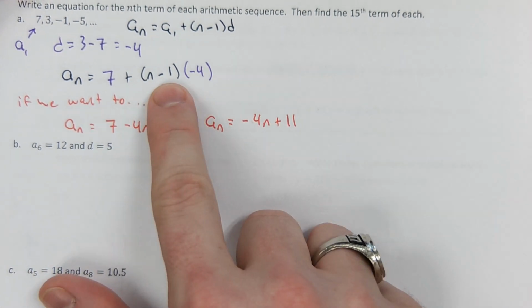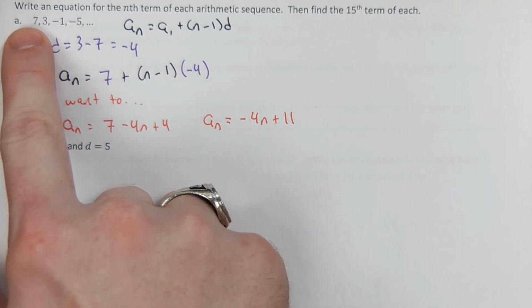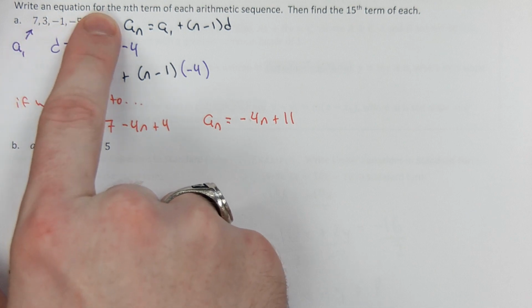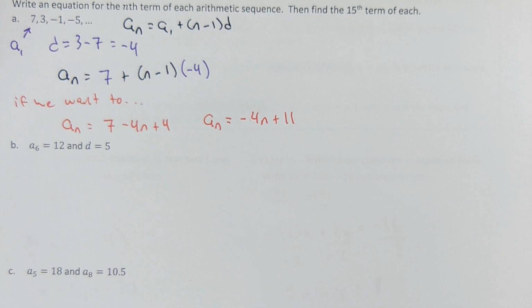The reason why it's a minus 1 right there is because the term number increases by 1 each time. Term 1, term 2, term 3, term 4, term 5. So our slope is always going to be over 1, if you want to think of it like that, because we're going to the next term, the next term, the next term.